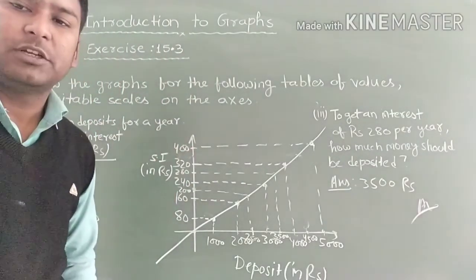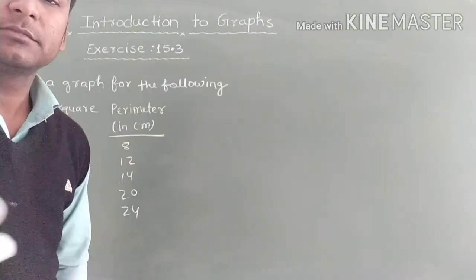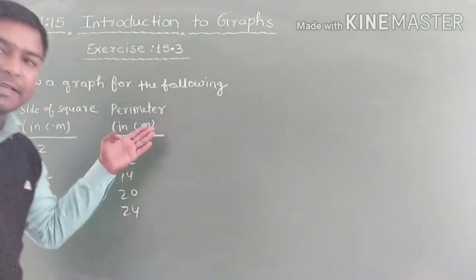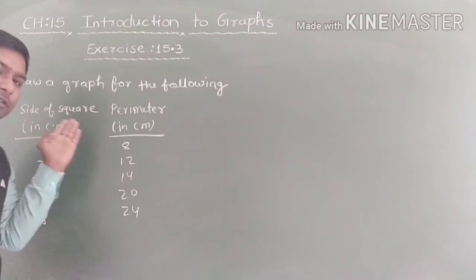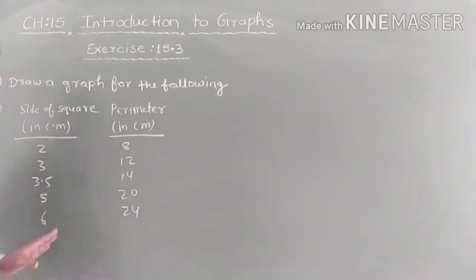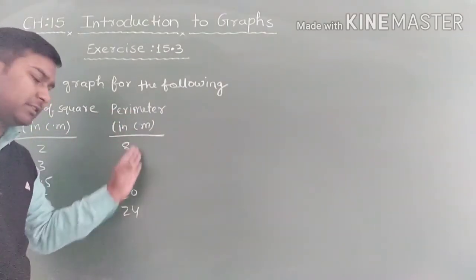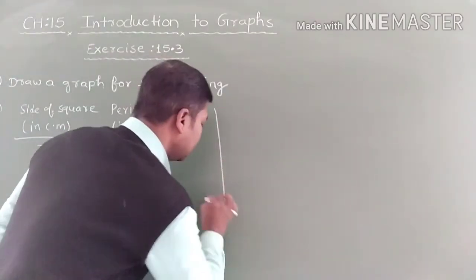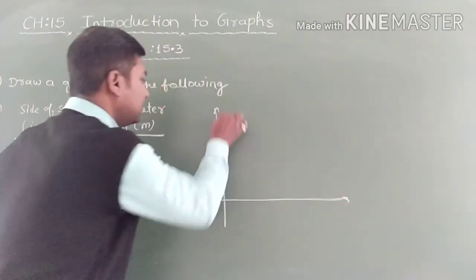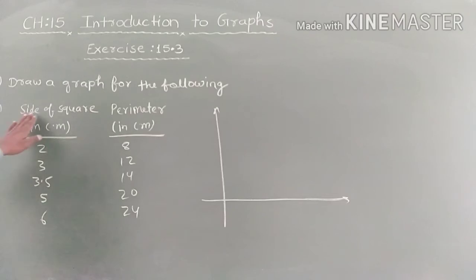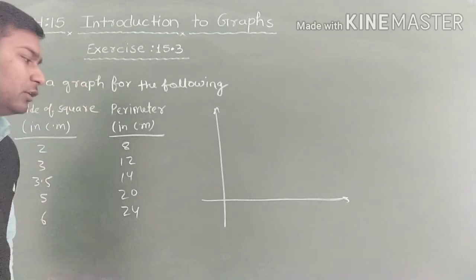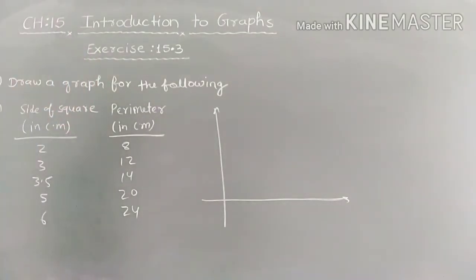Now next question number 2. Draw a graph for the following. The data is given. Side of a square in centimeter, this is given, and perimeter in centimeter, this is given. Okay. So we have to draw a graph. So simply, suppose this is x-axis, this is y-axis. Now at side of a square in centimeter, there is 2 centimeter. Perimeter is given 8 centimeter. Okay. So first of all, we have to write.